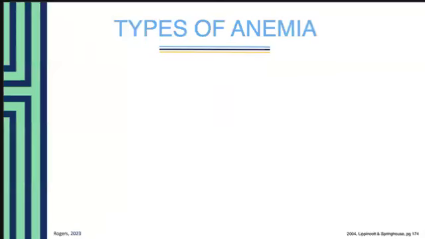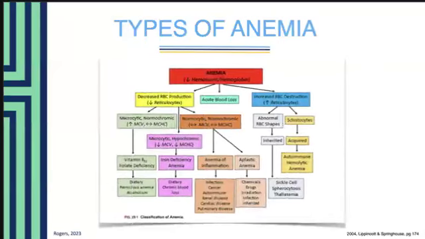Now, when we look at the next figure from the textbook, 29.1, it's the classification of anemia. It does a great job of breaking down the anemias. This actually may help you. This may also be helpful when you're looking at the assignment for week 2.